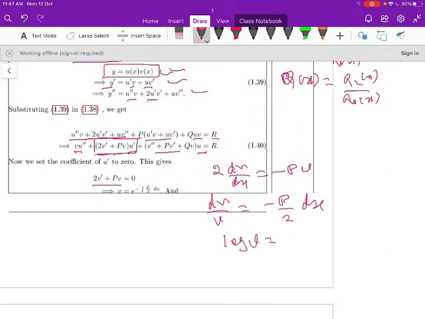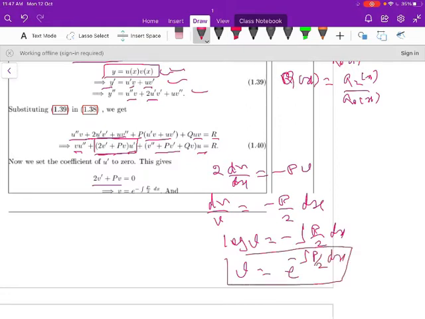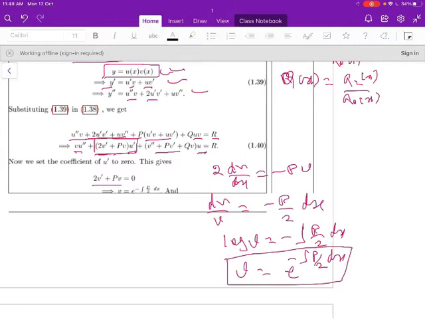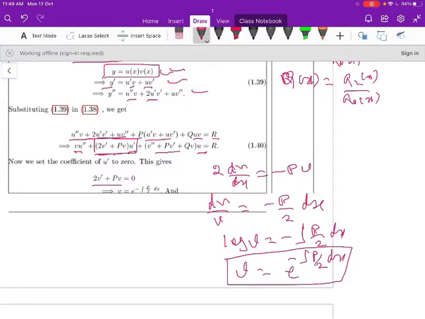So variables are separated. Just integrate 1 by v integration: log v is equal to minus integration of p by 2 into dx. V is equal to e to the power of minus of integration of p by 2 into dx. We have seen that v is equal to e to the power of integration of p by 2 into dx, where p is a function of x. So that is the coefficient of y dash in the given equation.